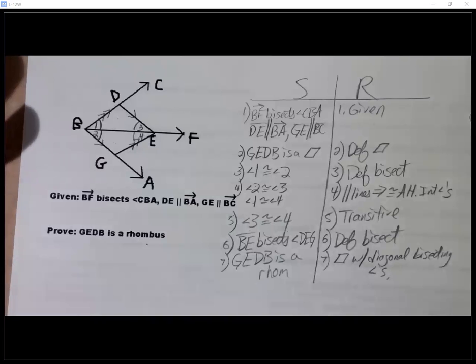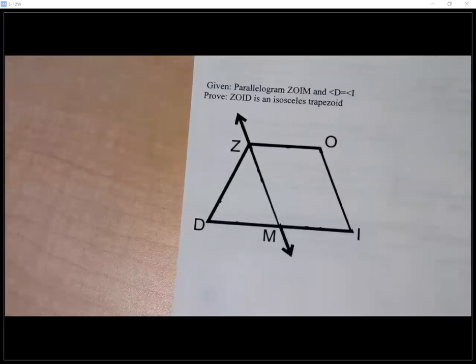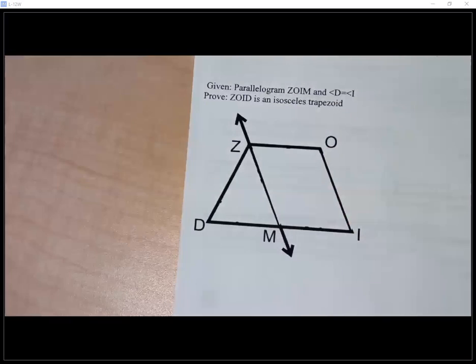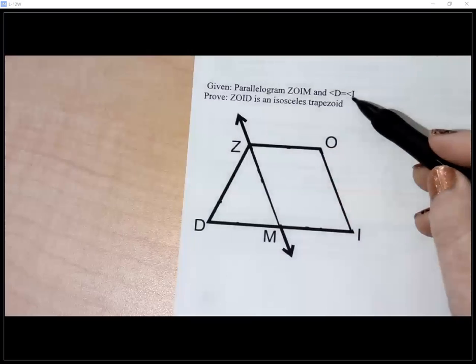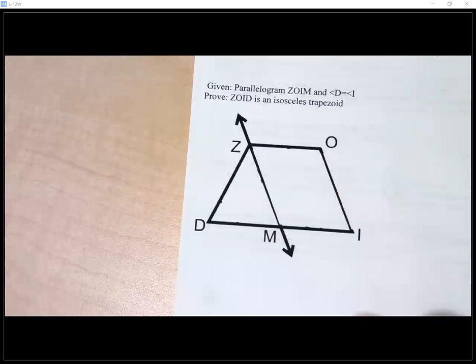So I'd like to just ask myself, which route am I going to go down? What is easiest for me to get? So let's try this trapezoid looking one. Oh, they start me off with a parallelogram. That's always good. And I have two angles that are the same. I'm trying to prove that ZOID is an isosceles trapezoid. So let's see how we prove isosceles trapezoids even are isosceles trapezoids.